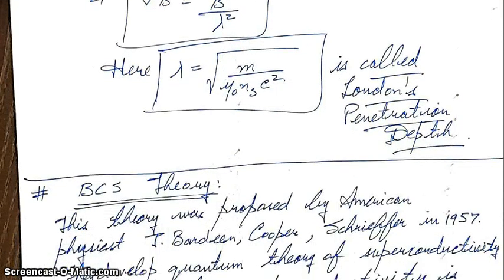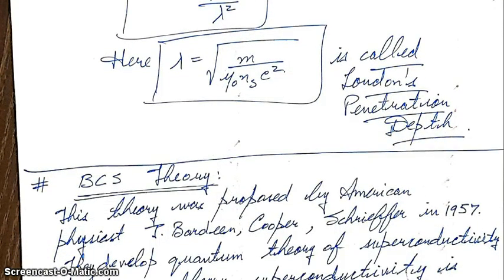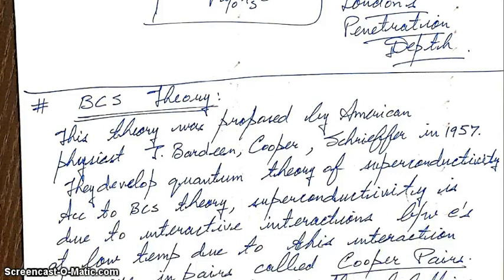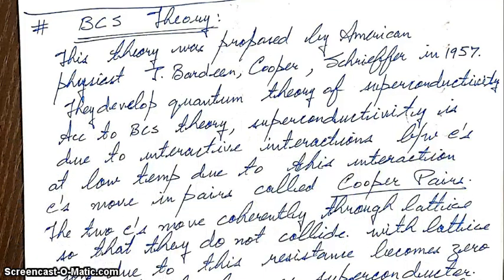So our next topic is BCS theory. This theory was proposed by American physicists Bardeen, Cooper and Schrieffer. These are the names of the three scientists who developed this theory, and after their names it is named BCS theory. This theory was developed in the year 1957. They developed the quantum theory of superconductivity, right?